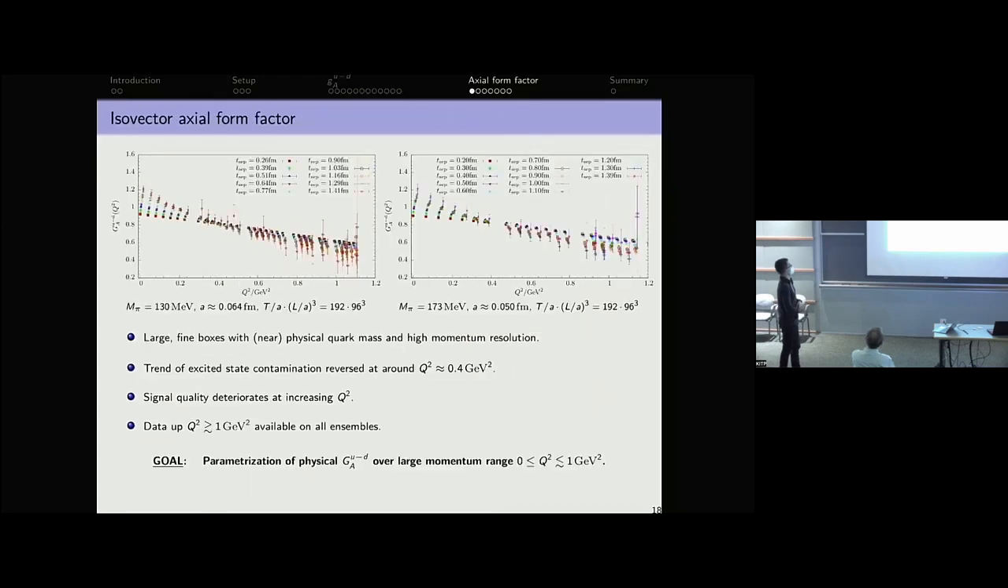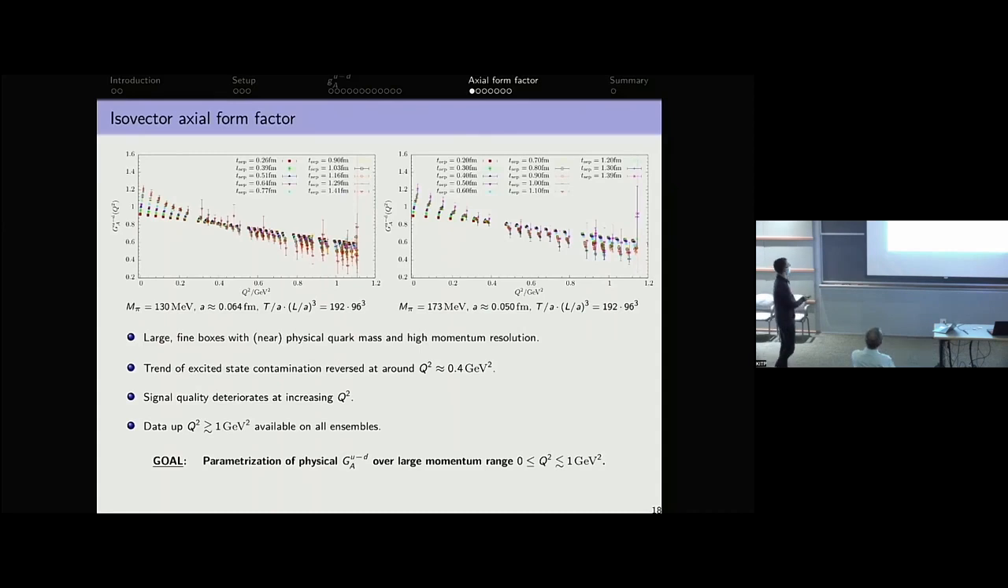Okay, so on this slide, I show the effective form factor for several values of the source-sink separation. These are the different colors, on our two most chiral ensembles. These are very large and fine boxes, as I said, and you get a pretty good momentum resolution out of them.